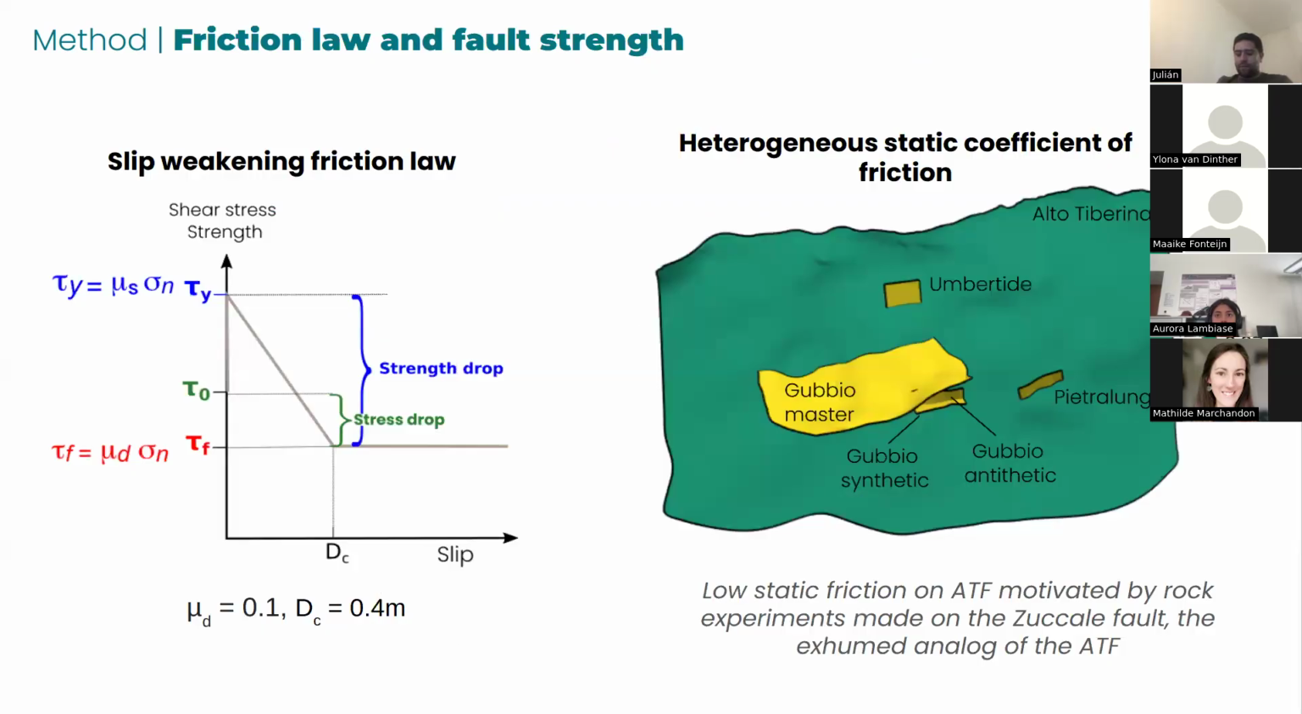So we use a slip weakening friction law. As you now know, the faults start to slip when the initial stress reaches the fault strength, and then the fault strength evolves from a static level to a dynamic level over a critical slip distance Dc. And we use a very low static friction on the ATF, motivated by the rock experiments made on the Zuccale fault. And we use a classical 0.6 static coefficient of friction for the other faults in the system.